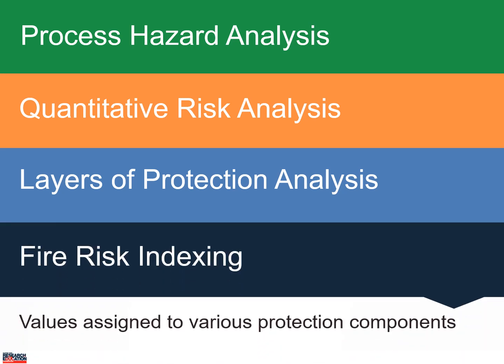A simpler method than LOPA is fire risk indexing. In this model, values are assigned to various protection components or layers, and some have pass-fail criteria based upon the overall score given of a facility.